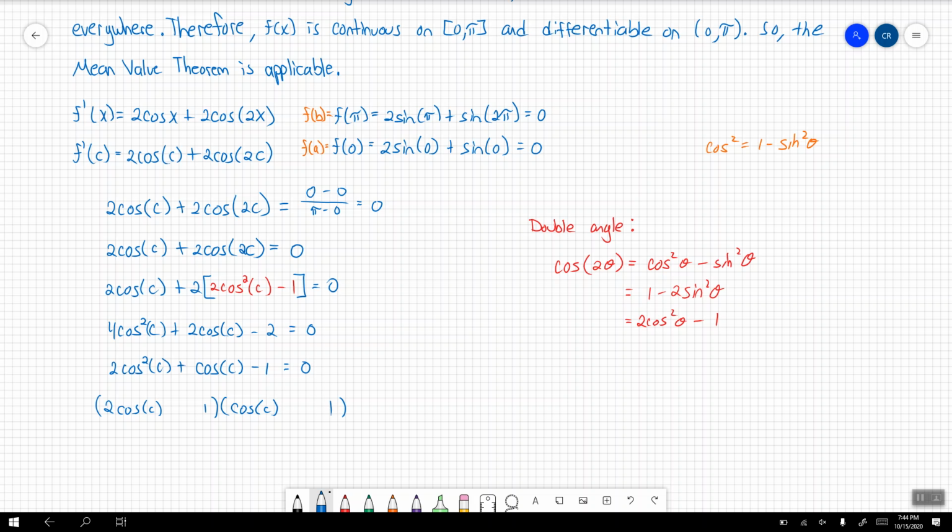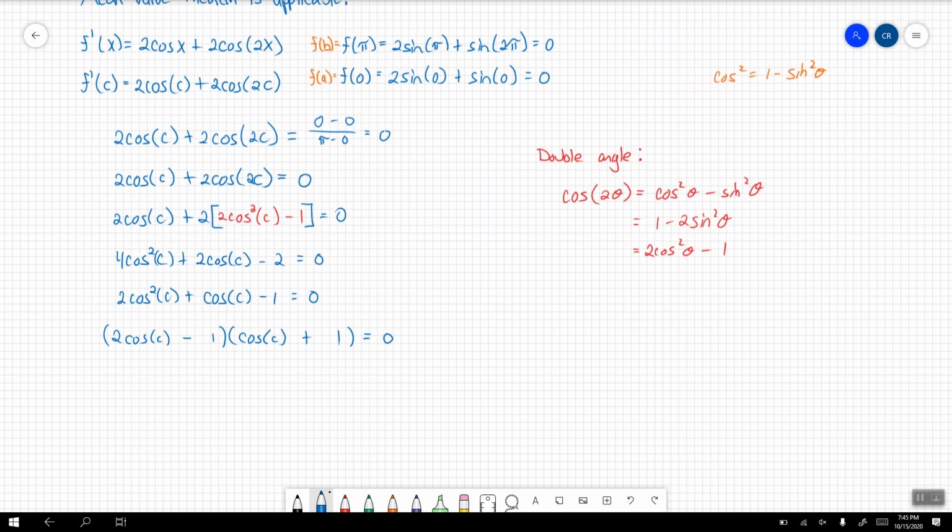Alright, I have a 1 here and a 1 here, and if that's a minus, then one of them has to be a minus, the other one has to be positive. And let's double check this. 2 cosine c times cosine c is going to get us 2 cosine squared c. Negative 1 times 1 is going to get us negative 1. Then our inner and outer terms, 2 cosine c minus cosine c, will get us cosine c. So that's awesome, which then implies that 2 cosine of c minus 1 is equal to 0, or cosine of c plus 1 is equal to 0, which means cosine of c is equal to negative 1, or cosine of c is equal to a half.